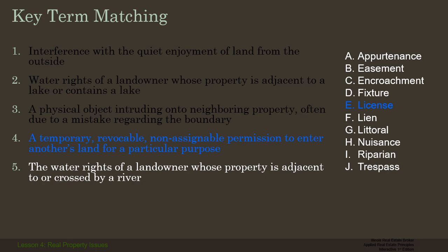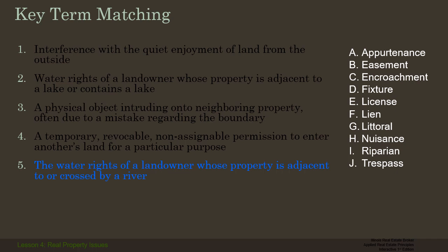Number 5, the water rights of a landowner whose property is adjacent to or crossed by a river. These would be riparian rights. Riparian rights are a little different than littoral rights. Riparian rights are for rivers.